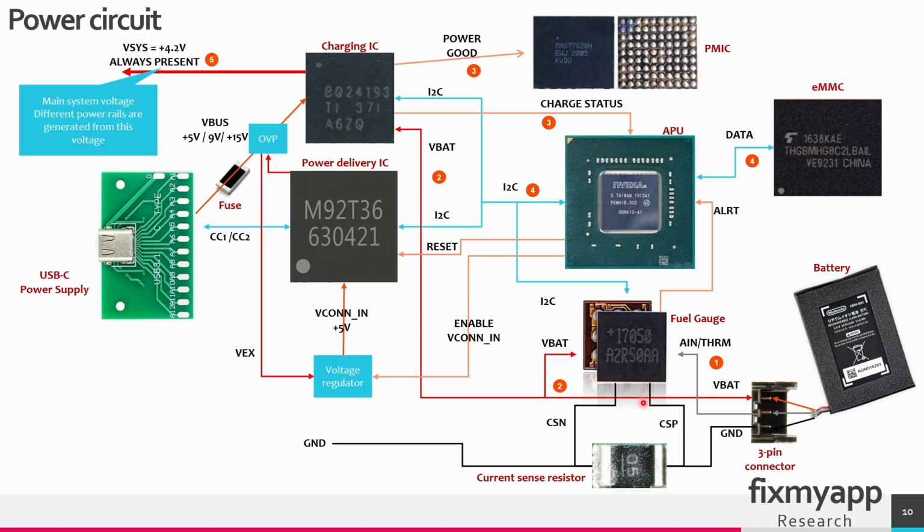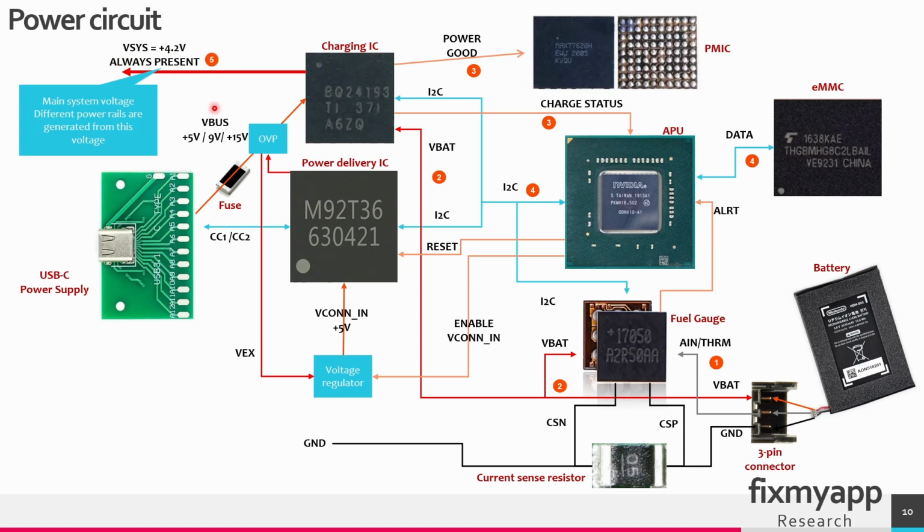The fuel gauge IC will also calculate the capacity remaining on this battery, and this voltage on the VBAT line will go to the PQ charging IC, and the PQ charging IC will generate the 4.2 system voltage.